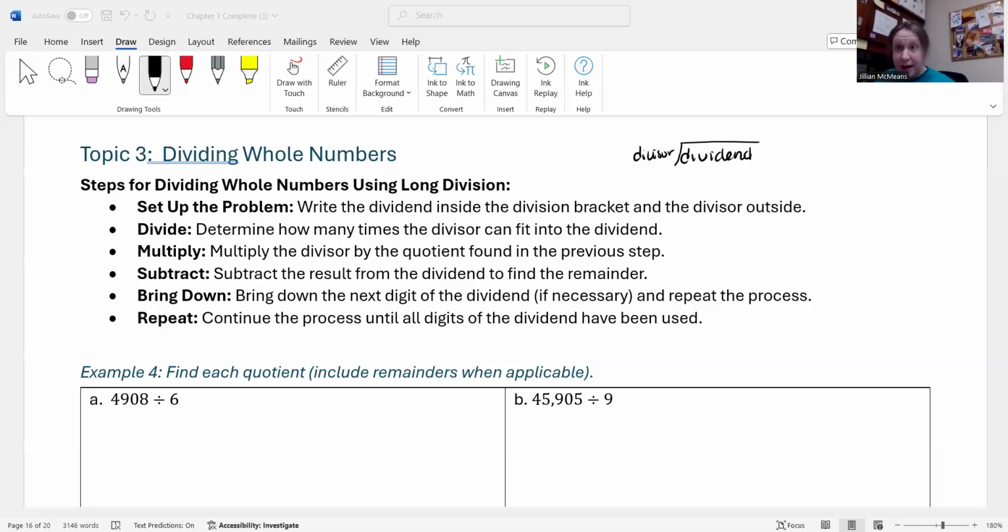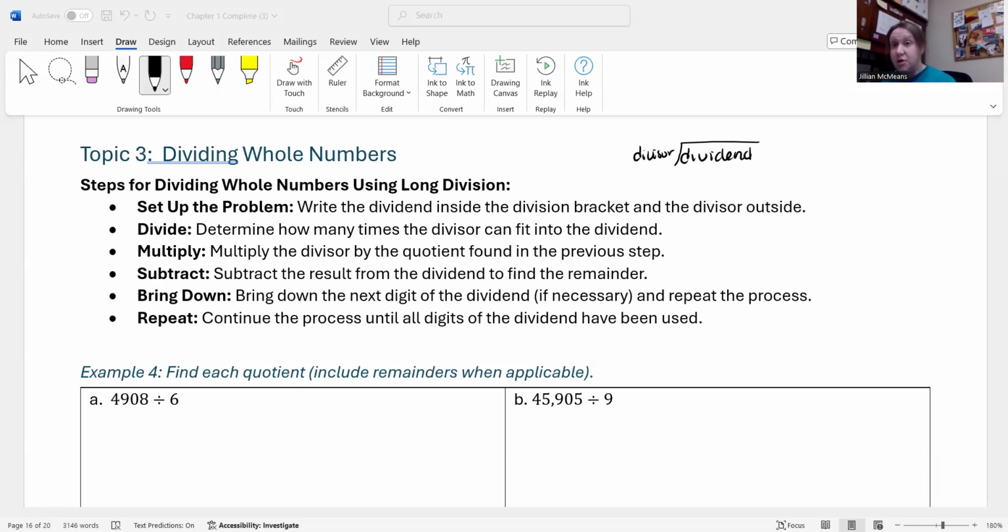For topic 3, we're going to actually do division of whole numbers. So we're going to look at this idea of long division, okay? And I've told you this before in different videos. Sometimes when I write out the steps, they don't totally make sense until you see them applied to a problem. So just bear with me while I go through these steps.